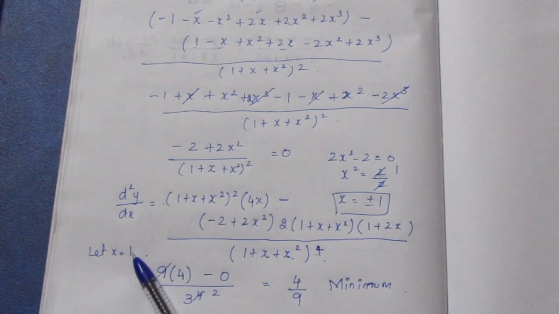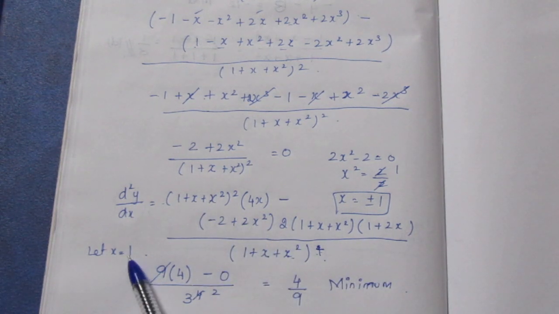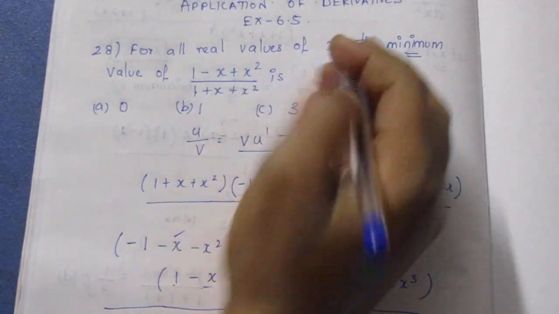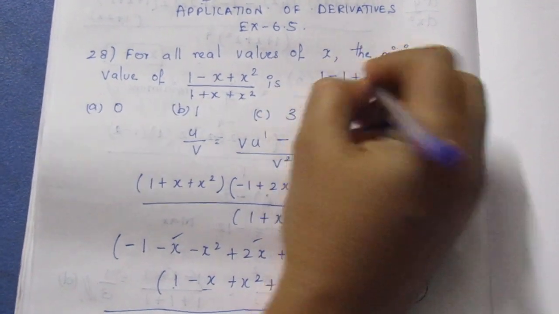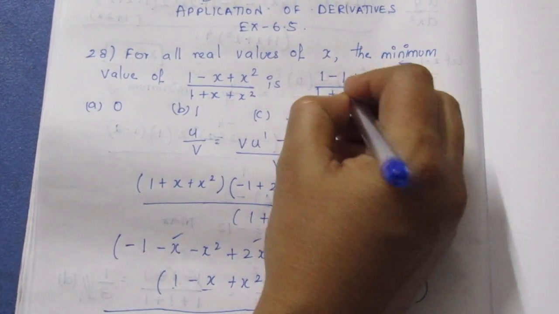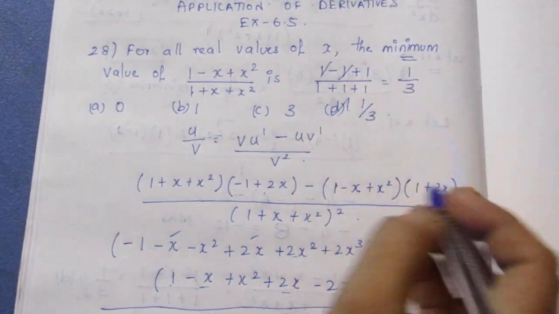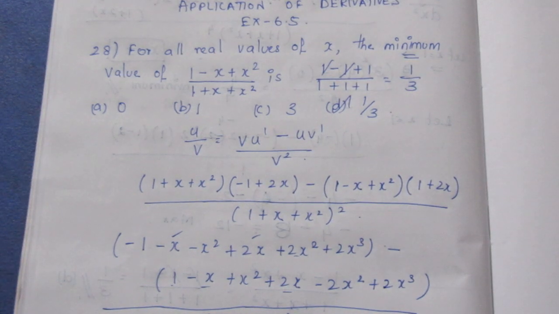Now we need to find the real value of the expression, that is, substitute the x value into the question. Here we have our question, substitute 1 here, it becomes 1 minus 1 plus 1 by 1 plus 1 plus 1. Here this gets cancelled, it becomes 1 by 3. 1 by 3 is in option D. So option D is your correct answer for the expression when the x value is minimum.